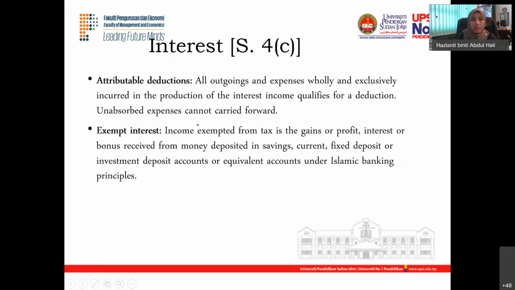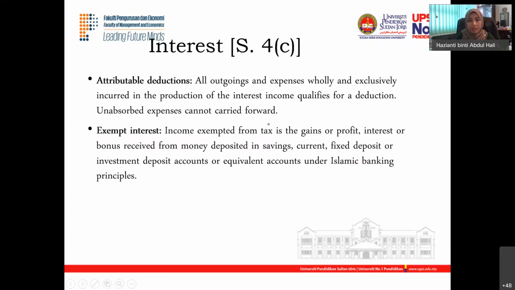All right. So exempt interest, this is what we are interested in. Income exempted from tax is the gain or profit, interest or bonus received from money deposited in savings. So for example, you save money in Bank Islam, you save money in Maybank, you get the interest. Even though it is a small portion, interest from your savings, from your fixed deposit or from your investment deposit accounts, it is actually exempted. Alright? So we saw earlier the dividend is exempted, the interest is also exempted. Okay?